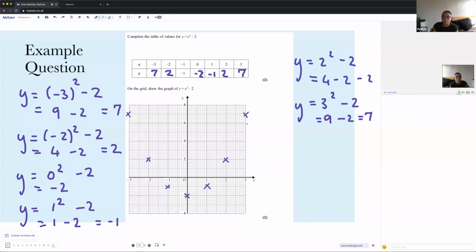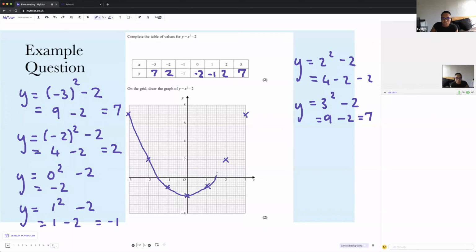So once I've worked them out and plotted them, the last thing to do to get full marks is to draw a smooth curve. Now this is going to be difficult doing it on your computer, but try and get it as smooth as possible. Obviously mine's a little bit wonky just because I'm trying to do it on a computer, but when you have it in front of you, it's a lot easier. I'm really trying here. Let's try this again. There we go.